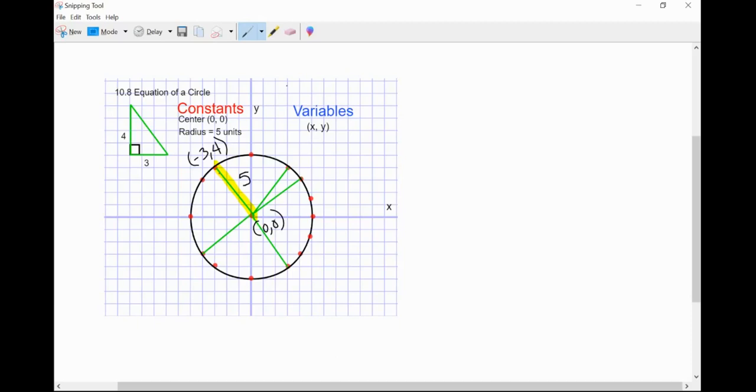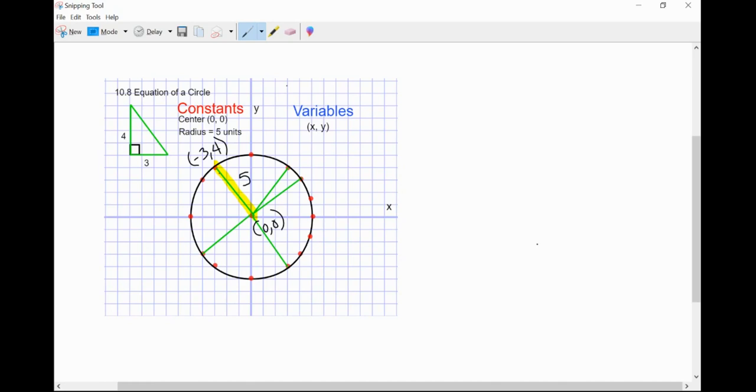Let's say I wanted to write the equation of this circle. So what we do is we pick a point, and here I've chosen (-3, 4). Remember, it could be any point on the circle. And then we have our constants of the center, which is (0, 0), and our radius of 5. And what we can do is we can either use the Pythagorean theorem or we could use the distance formula. Now, remember, the distance formula is the same thing as the Pythagorean theorem. It's just used for coordinate geometry.